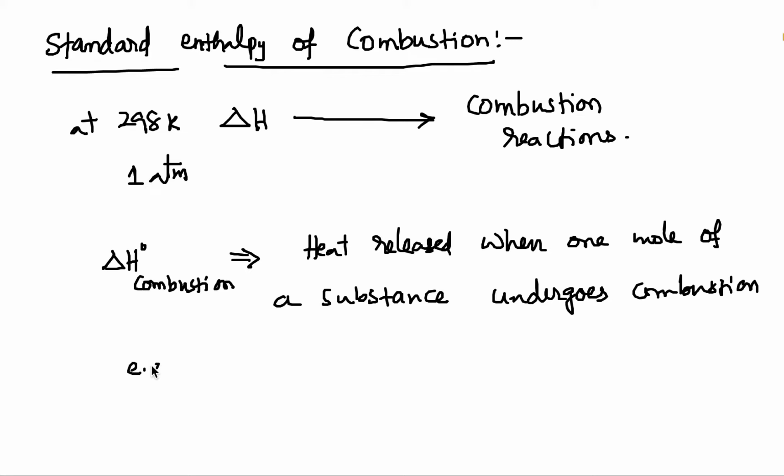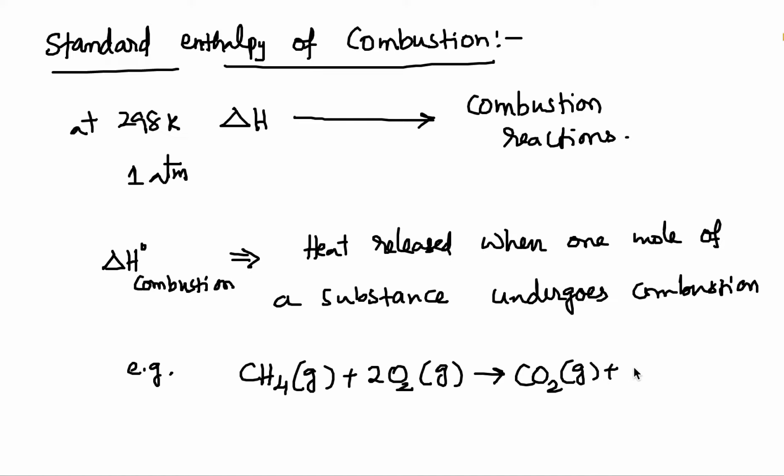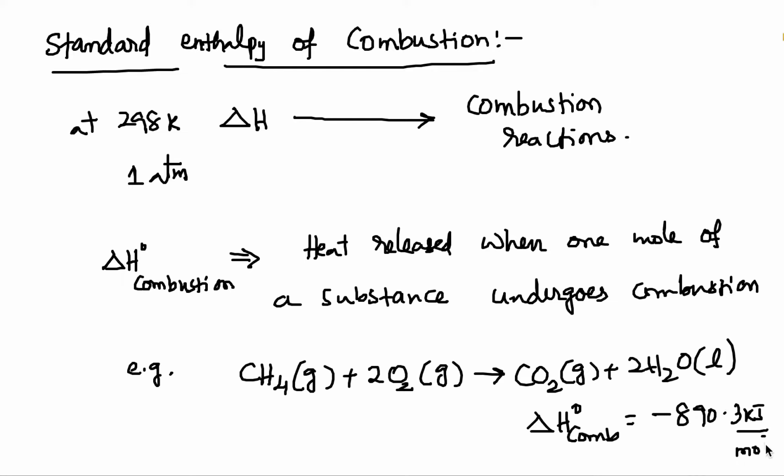So what are the examples? Let's say methane combustion, that is we must take 1 mole of methane plus 2 O2 gas will give us CO2 gas plus 2 H2O liquid, and delta H naught combustion for this reaction is negative 890.3 kilojoules per mole. So this is with respect to the methane.